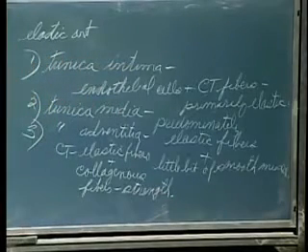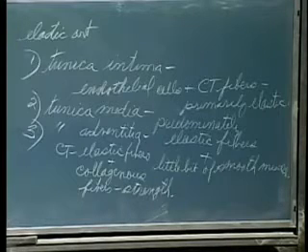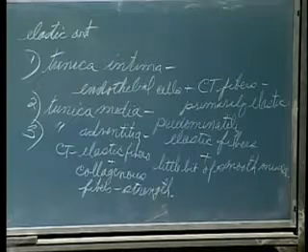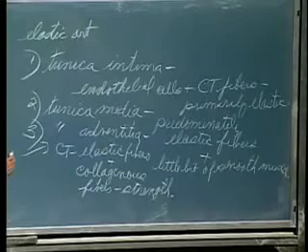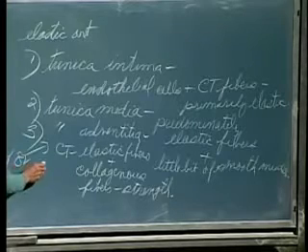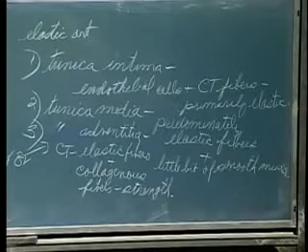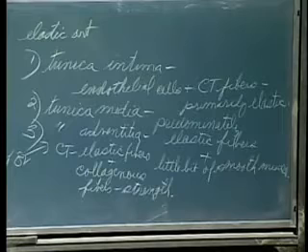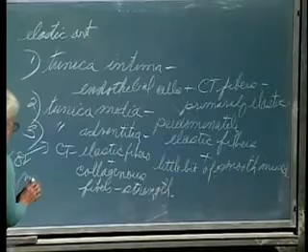The adventitia has something else that the other layers do not have. It has the blood vessels of the blood vessels. So we'll find the blood vessels of blood vessels in the adventitia layer. The correct name for this are vasa vasorum.